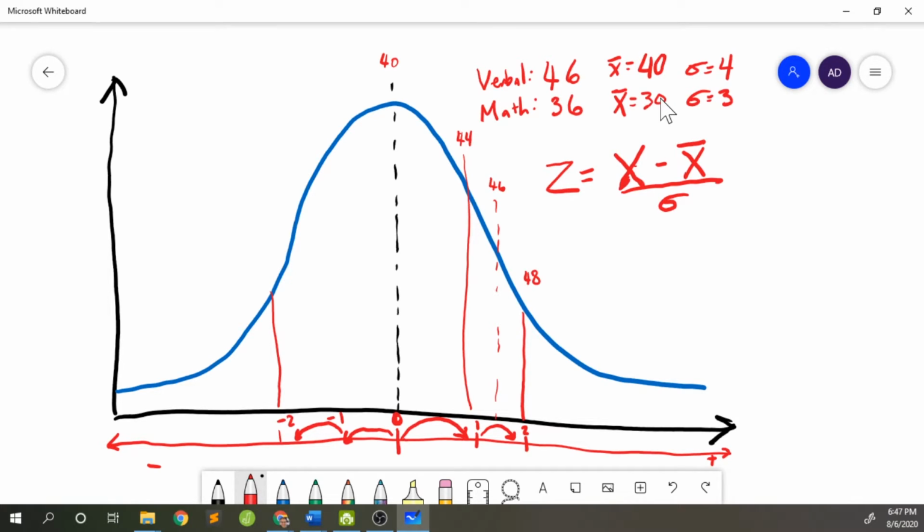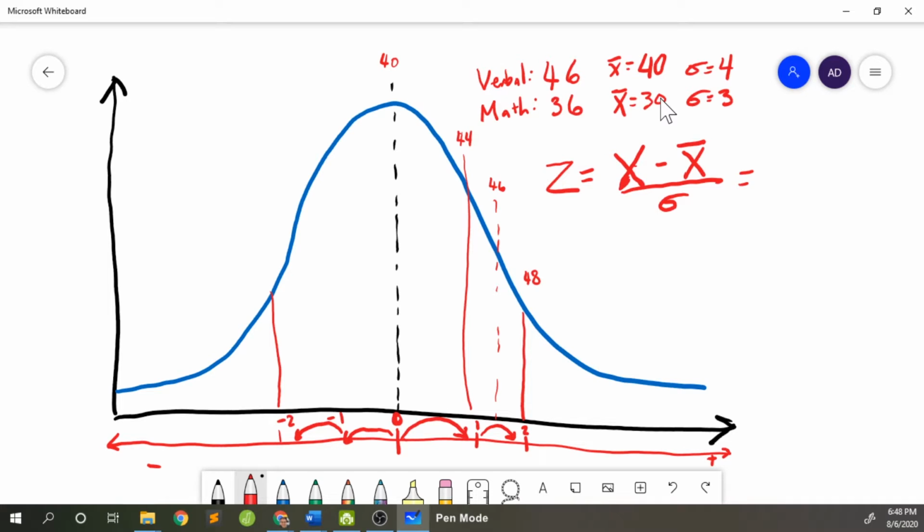Now we can plug some numbers in here just to see how that works. Let's use our original number, which was, we scored a 44, and the average was 40, divided by our standard deviation, which is 4. That was our original verbal score, if you recall. So you get 44 minus 40 equals 4 over 4, which equals 1. Remember, we said that's what our original score was. Now let's erase this. Let's try the next one.